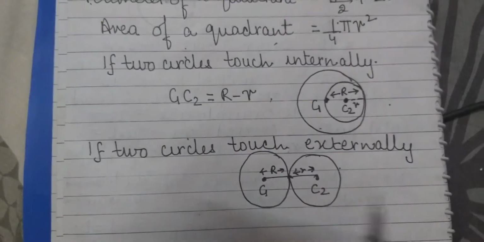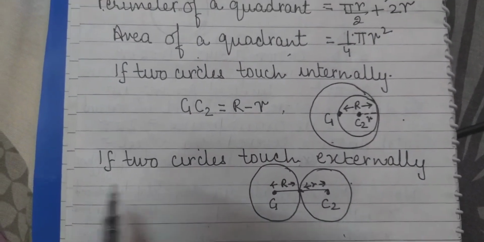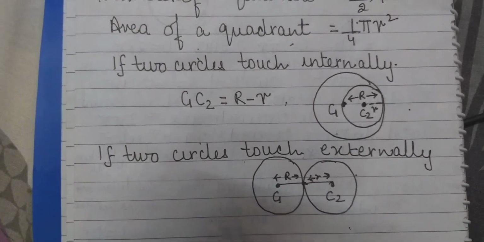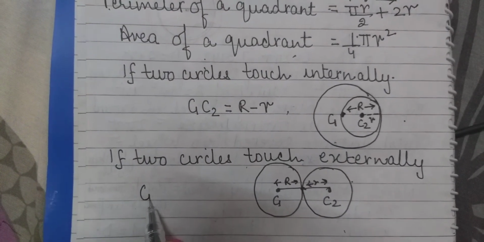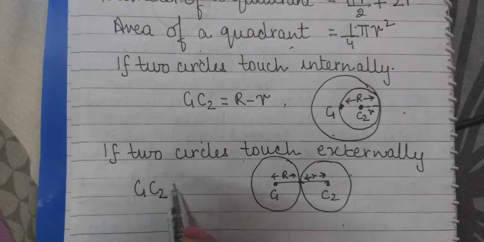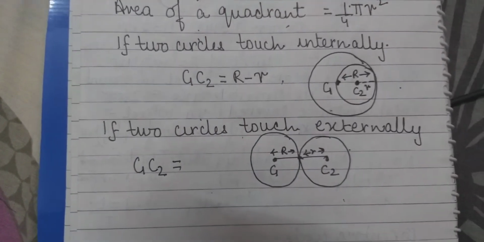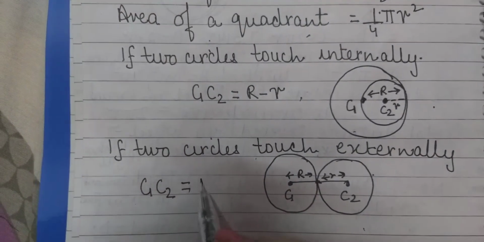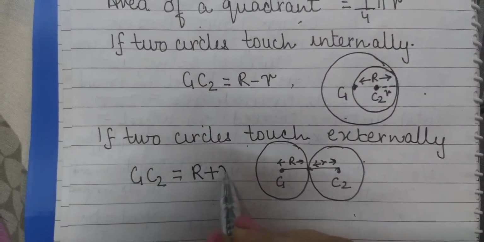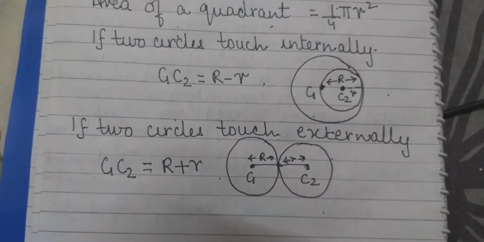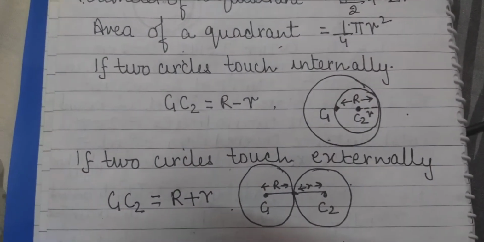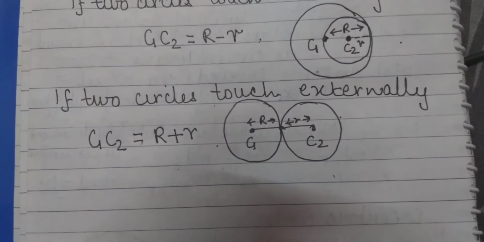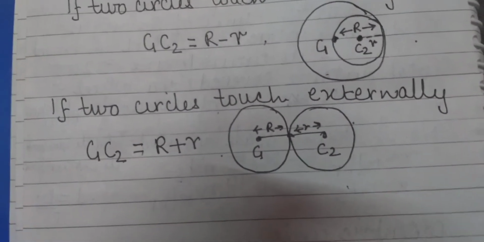Now see in this case, if two circles touch externally, then the distance between the centers C1, C2 is the sum of the radii of the two circles. If it is internally, then it is the difference of the radii. If it touches externally, then it is the sum of the radii.